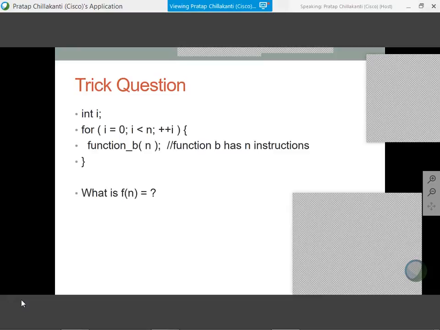So here is a question to ponder for you. Integer i, for i equal to 0, i less than n, i plus plus. And then I'm calling function b, and function b has n instructions. So what is f(n) there? Think about it. If you know the answer, you can put it in the chat. These are simple things. That's an exam question right there for you.